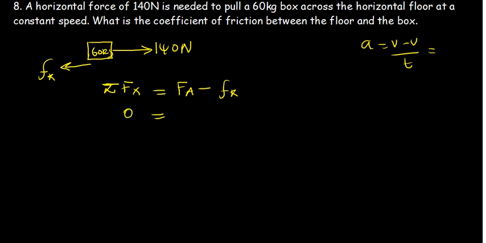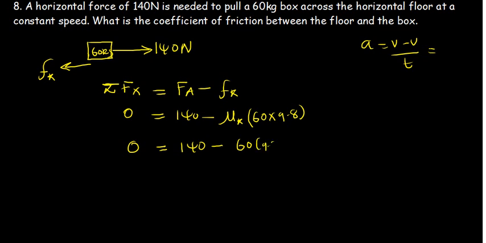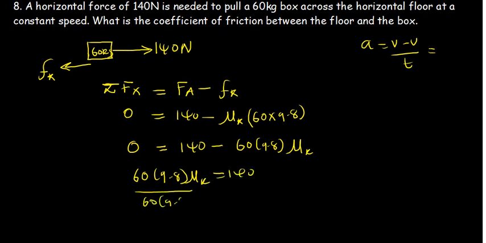Applied force is 140 minus kinetic friction, which is given by coefficient of kinetic friction times normal force. Normal force is given by mass times gravity, and the mass is 60, gravity is 9.8. So this is going to give us 0 being equal to 140 minus 60 times 9.8 times mu k. I'll take this term to the other side of the equation so that it becomes positive 60 multiplied by 9.8 multiplied by mu k, and that will be equal to 140, and then divide both sides by 60 multiplied by 9.8. So that will give us a coefficient of kinetic friction of about 0.238. Coefficient of friction doesn't have a unit.